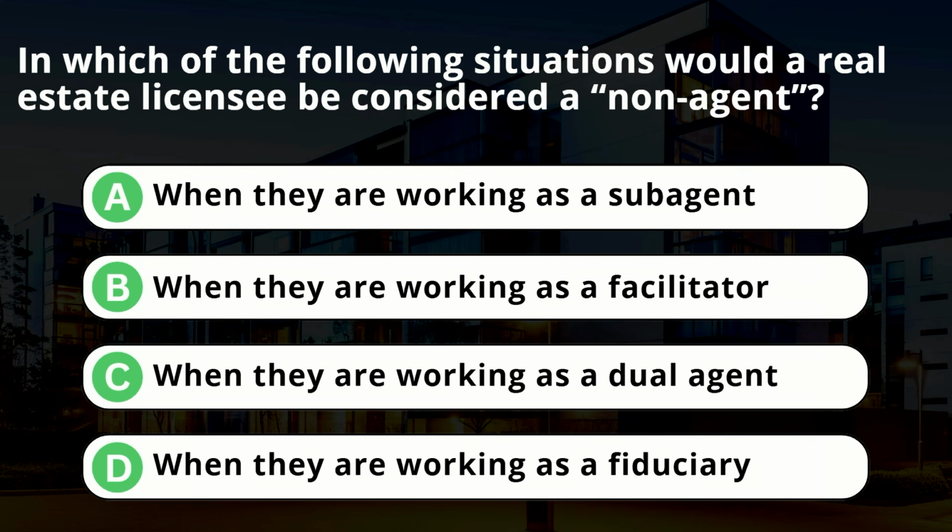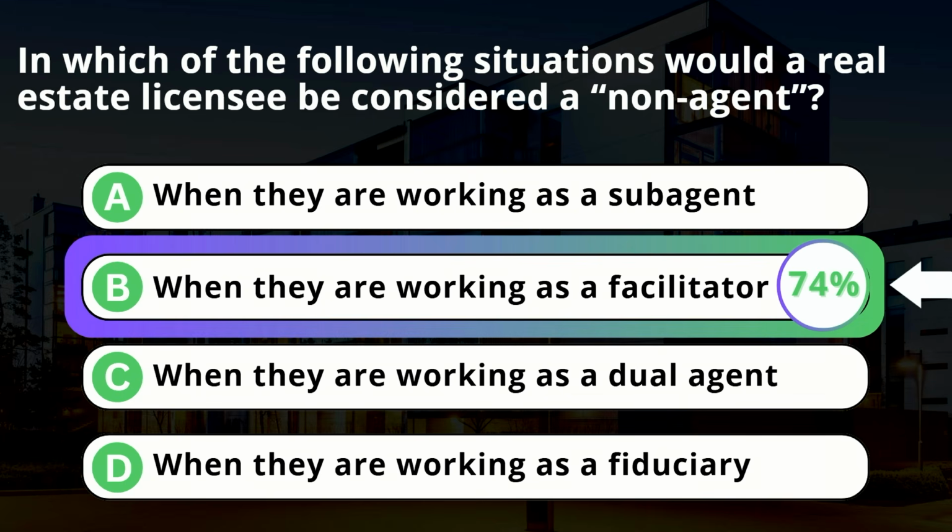In which of the following situations would a real estate licensee be considered a non-agent? Letter A, when they are working as a sub-agent. Letter B, when they are working as a facilitator. Letter C, when they are working as a dual agent. Letter D, when they are working as a fiduciary. And the answer is letter B, when they are working as a facilitator. All right. So 74% of our community picked this as the correct answer. This was an excellent job.